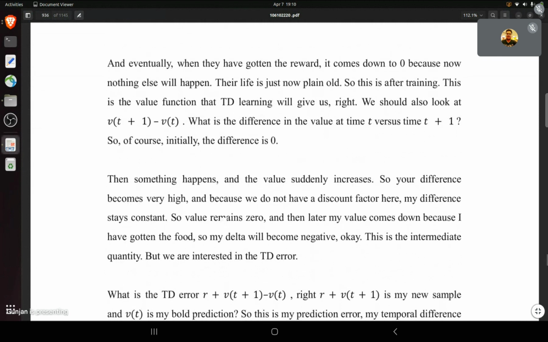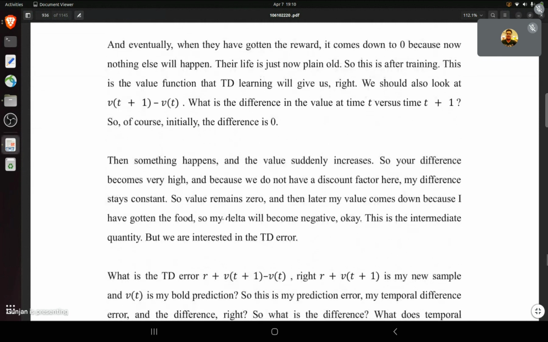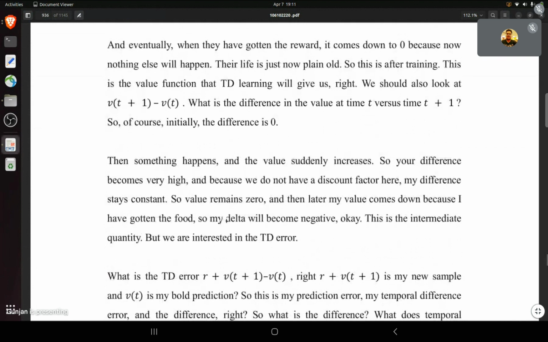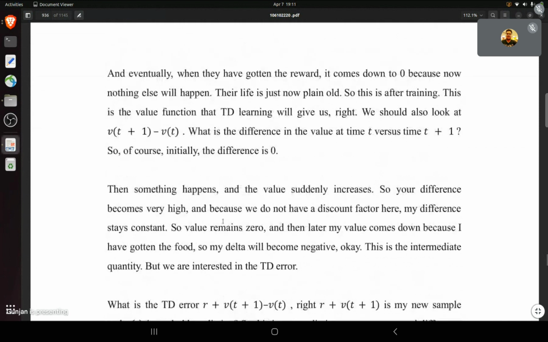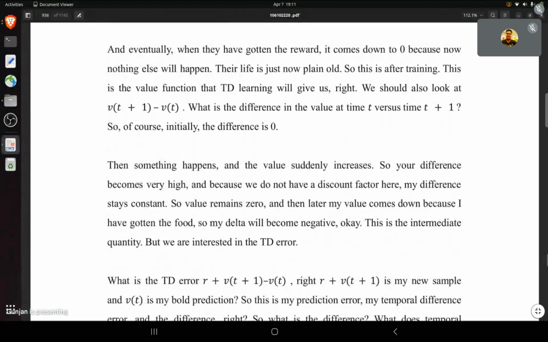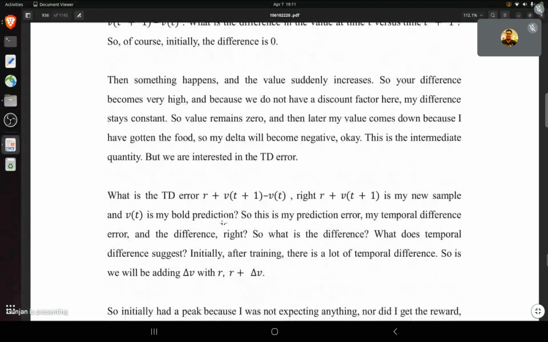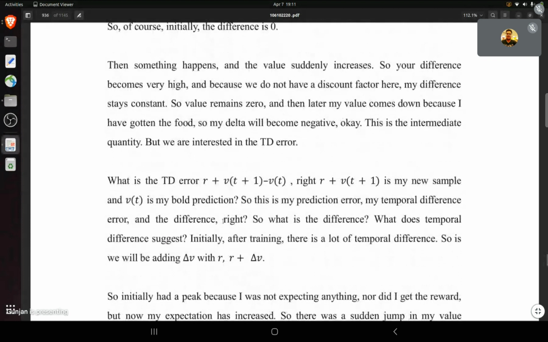So TD error is R plus V(t+1) minus V(t). And V(t+1) is what? When the food came, what is that thing? The next state, or what? The next time, maybe 1 second later, 1 unit of time later. So at 200 the food came, so what is the value at 201? Something like that. Okay, so it's after the food came. Exactly, the moment after the food came.